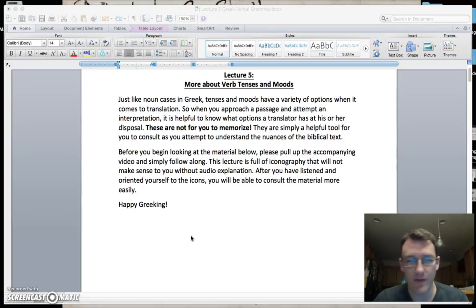As I say right here, and you can see in the bold in the lecture, this is not to memorize. Do not memorize this. This is for reference. I want you to have a better idea of what your translators have access to and the kind of choices that they're making when they're translating the Bibles that you're reading. This is a good way for you to see not only what kind of grammar they're using and what they're trying to convey, but what other options there are.